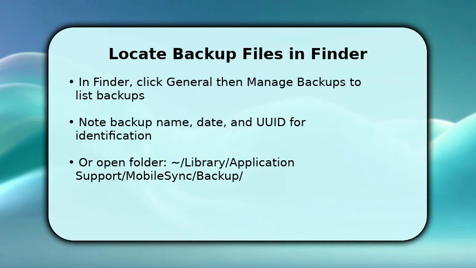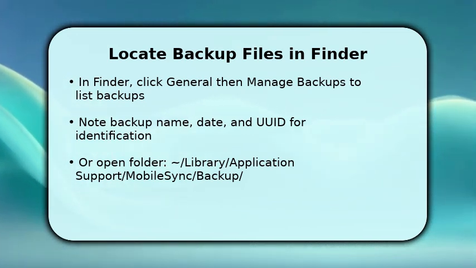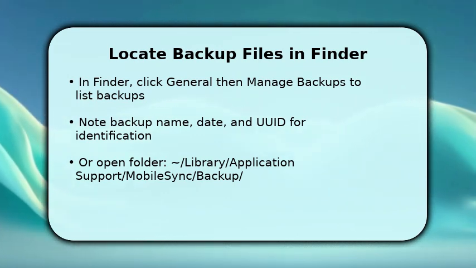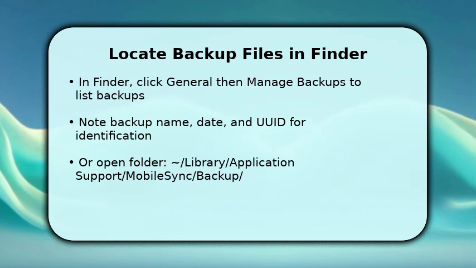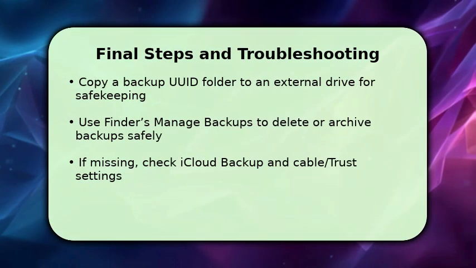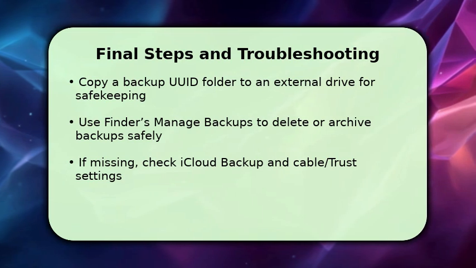If you prefer direct navigation, open Finder, press Shift-Command-G, and paste ~/Library/Application Support/MobileSync/Backup/ to jump straight there. Make sure to verify the timestamp inside the UUID folder to match the backup listed. To finish, copy the correct UUID folder to an external drive if you need an offline copy. Do not modify files inside the folder.